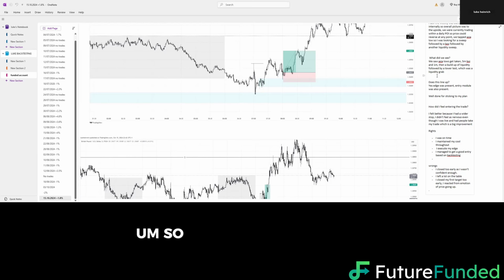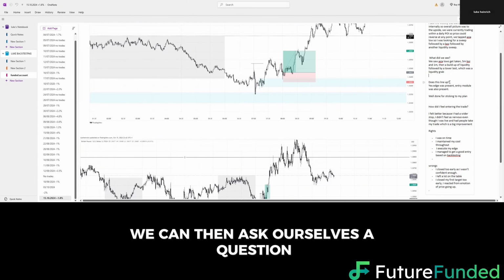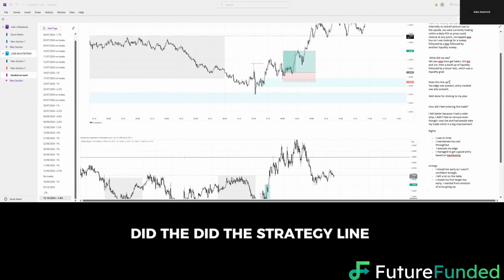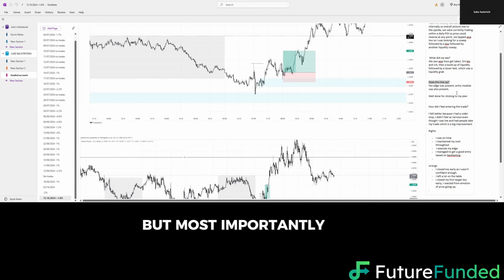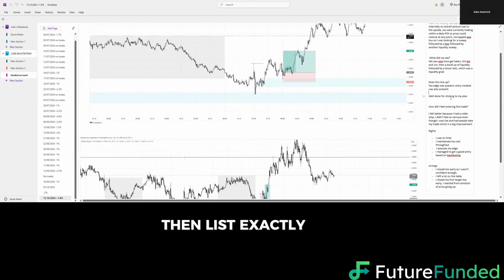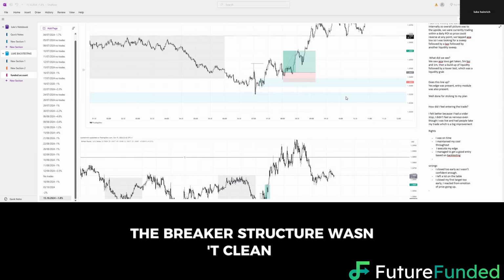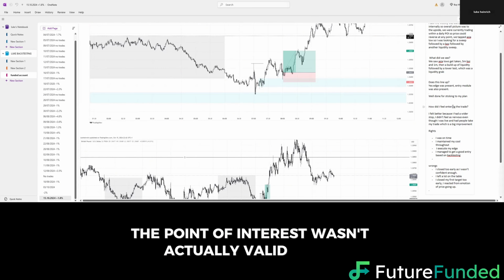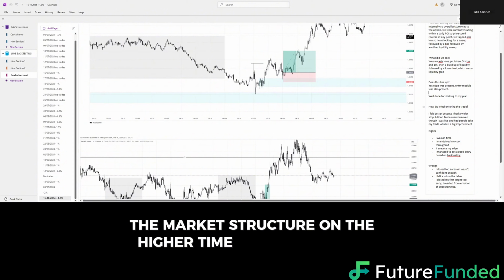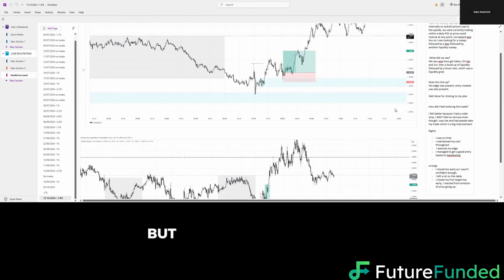Okay, so then once we go and see what actually happened, we can then ask ourselves the question: did the strategy line up, and was I close? But most importantly, did the strategy line up? If it does line up, great. If it doesn't, then list exactly the reasons as to why it didn't line up. Okay, so the breaker structure wasn't clean, the point of interest wasn't actually valid, or the market structure on the higher time frames like the 4 hour and the daily was showing signs of bearishness. It could be anything, right? But either way, have an in-depth detailed outline as to why the edge didn't line up with what was going on.